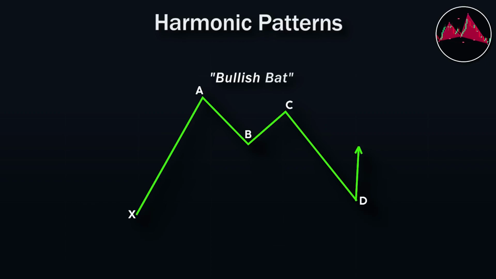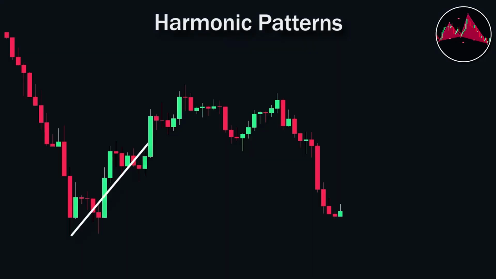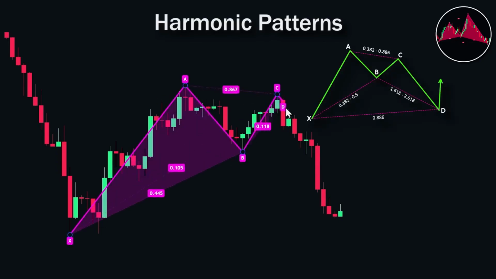has a specific guideline. For example, point X to point B needs to have a value between 0.382 and 0.5. Point A to C needs to have a value between 0.382 and 0.886, and the same thing works for the other points. Next, these specific guidelines can then be applied onto a real chart. So, if you see a price forming a series of 4 movements, you can apply the harmonic pattern tool to check if the price that formed matches a pattern's guideline.